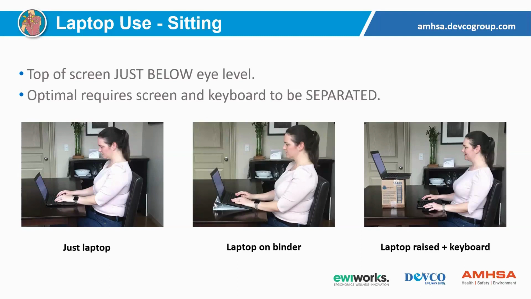So if we look at the picture on the left, just the laptop, we can see it's a reasonable height for the person, right? For their hands, but you can definitely see that their head is tipped forward, and that's not a posture we want. If you put it up on a binder, it makes it a little bit better, but it's still not ideal. Generally speaking, we want to separate our keyboard and mouse from the laptop screen.